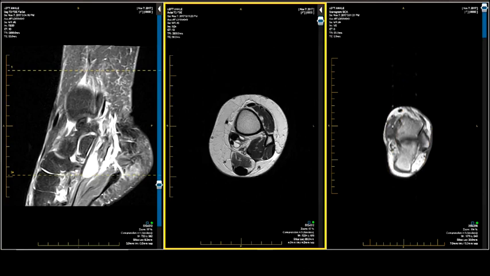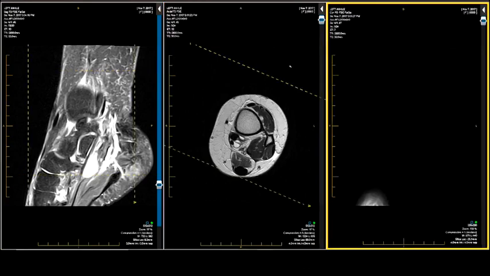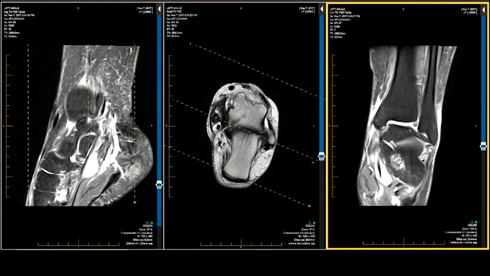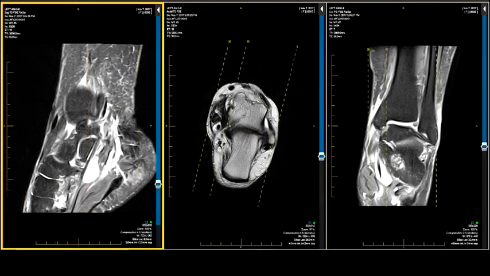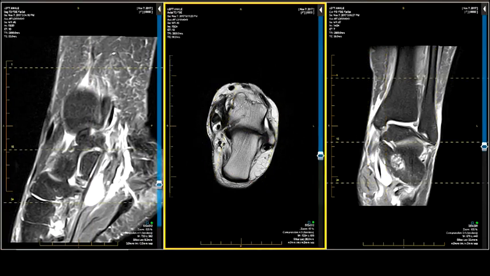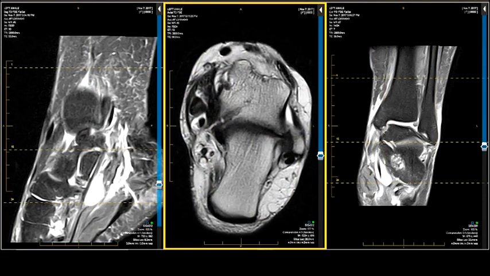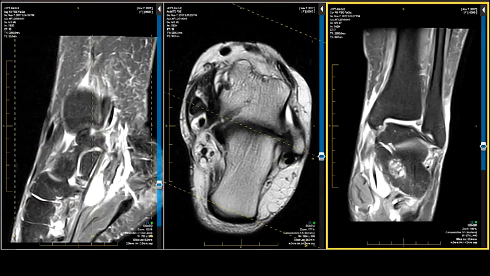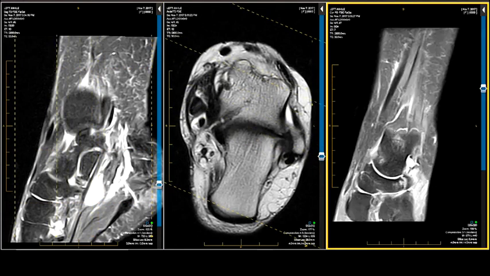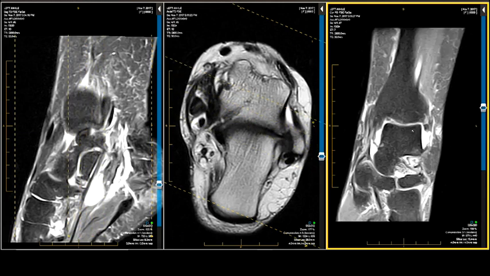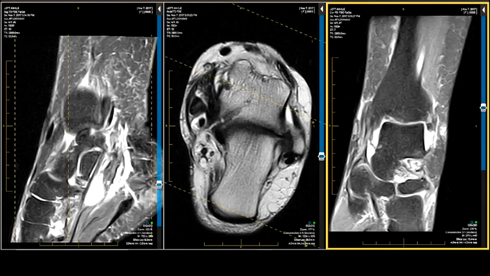I'm going to put up one sagittal, one axial, and one coronal. I'm going to pick them randomly right now so I can give you as much information as possible without rushing too fast. A very swollen foot. Left ankle pain, no trauma.